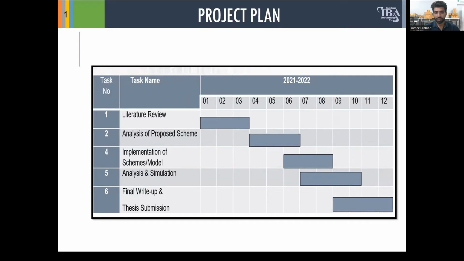So this was our project plan. We had gone through some literature review, then analysis of the proposed scheme. Then we came to implementation of the scheme or model. Then we did analysis and simulation. Finally, we went for final write-up and thesis submission.